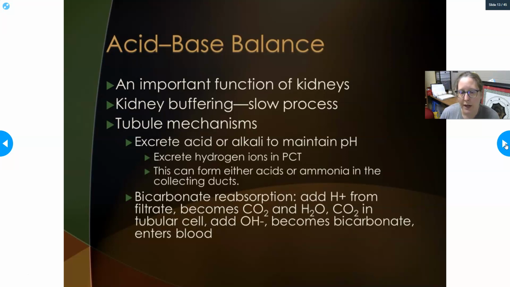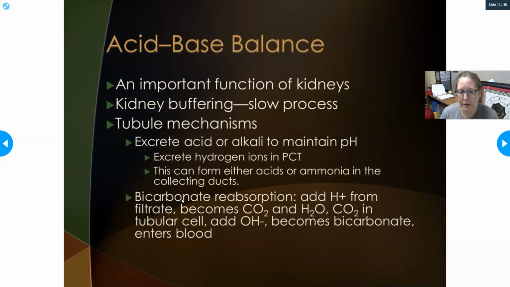Excess hydrogen ions, which will make something too acidic, can be secreted in the proximal convoluted tubule, and this can form either acids or ammonia in the collecting duct. Bicarb can also be reabsorbed, and bicarb is really important in the blood to pick up all the excess hydrogen. So if there's been a loss of bicarb or the bicarb is being used up, the kidneys can help by reabsorbing as much bicarb as possible and putting it back in the blood.